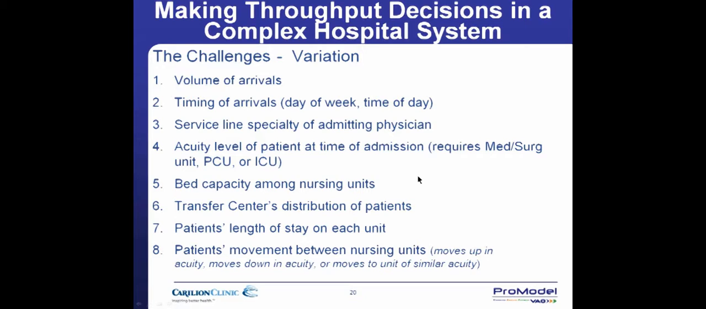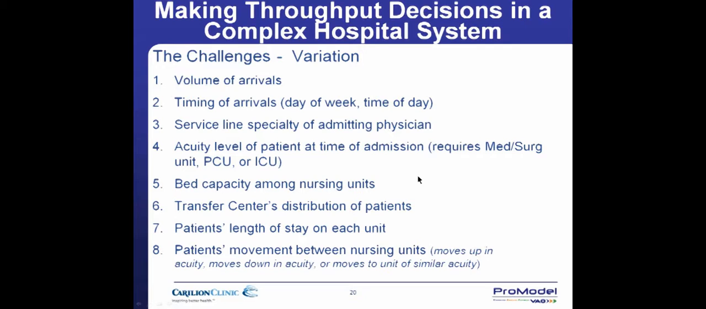Bed capacity among nursing units is always changing. Our transfer center, they kind of act like a traffic cop. They make patient room assignments or ward assignments. They try to use an algorithm that's based on physician preference, also taking into account the acuity level of the patients and the service line of the patients. Sometimes they also use some cross-leveling on different wards as well. So a lot of variation in that aspect. Patient length of stay varies. It varies by acuity level, certainly by service line, certainly by the number of times they may have hopped between units.